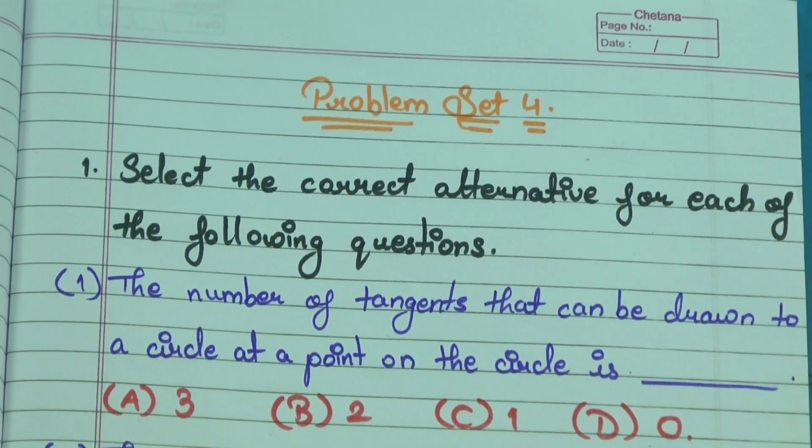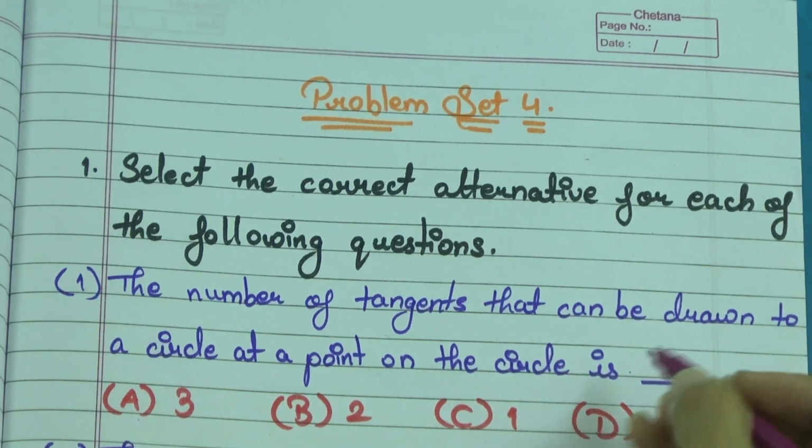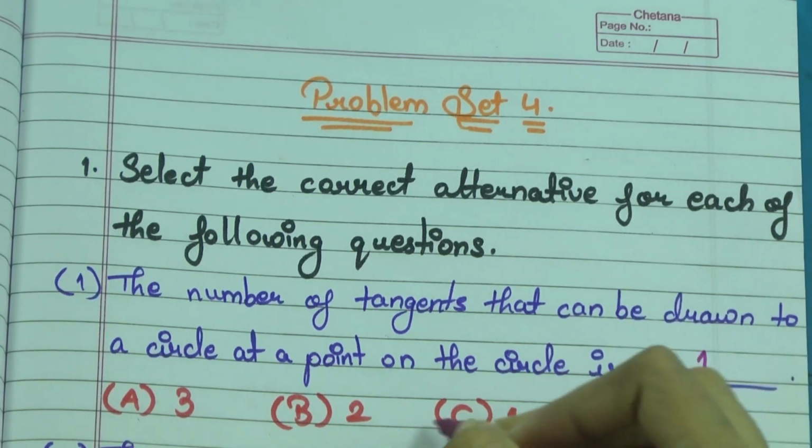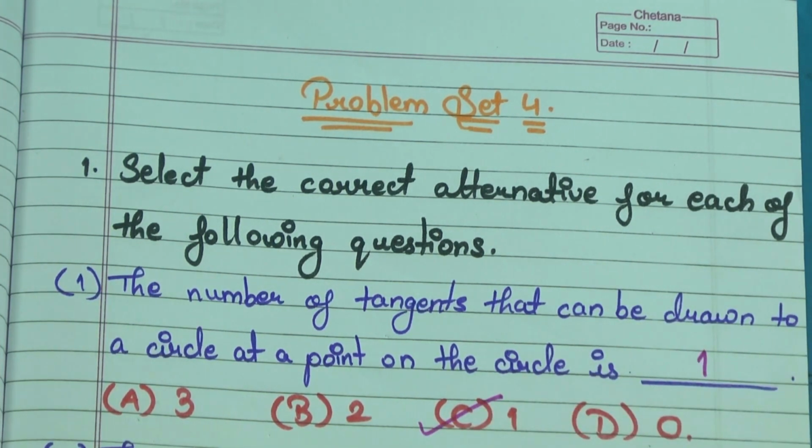We have done in the construction that if the point is on the circle, there is one and only one tangent which can be drawn on the circle. So option C is the correct option. Now question number 2.